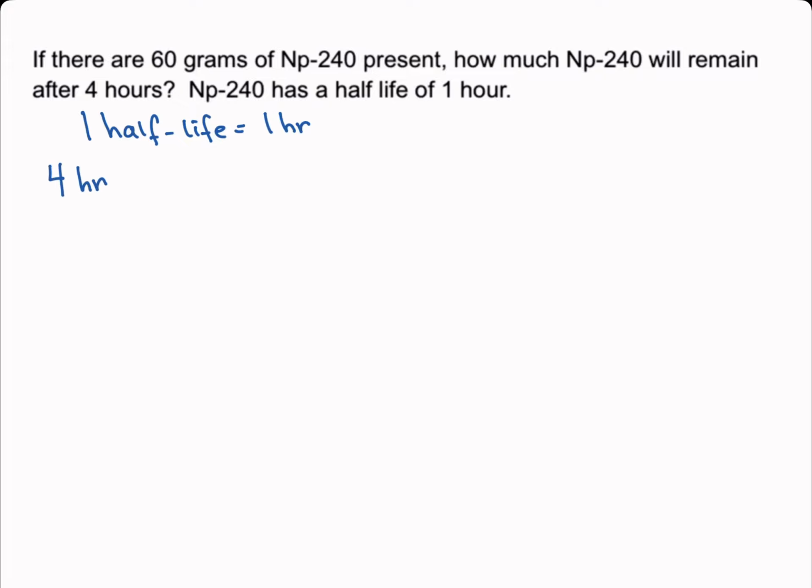So we're going to have to convert 4 hours to half-lives. If hour is in the numerator, then hour goes in the denominator. We need to have a relationship between half-life and hour. 1 half-life is equal to 1 hour. Hour cancels out with hour, and we're left with half-life. So this will equal 4 half-lives.